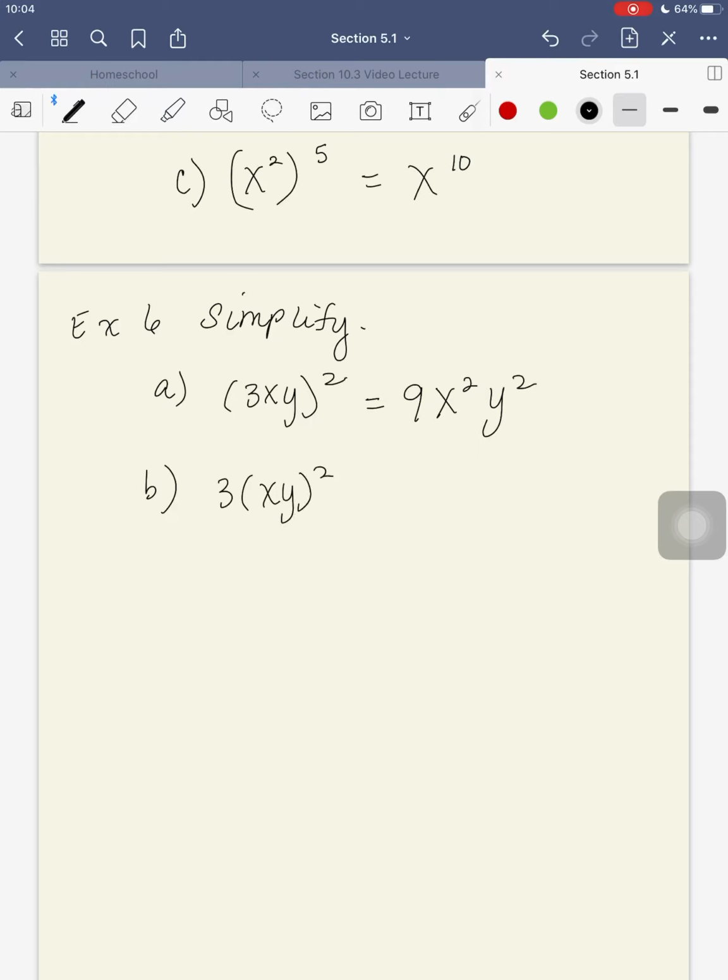Remember, exponents only apply to what is immediately in front of it. So in this case, the square only applies to the x and the y. Carry the 3 over into your answer, so that would be 3x squared, y squared.